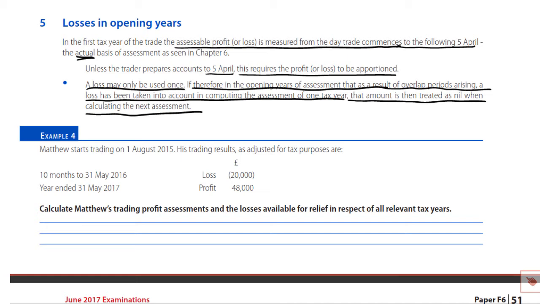If a loss falls into 2 tax years, then it is used in the first of those 2 tax years. You cannot have it for use again in the second year. So a simple principle to adopt.